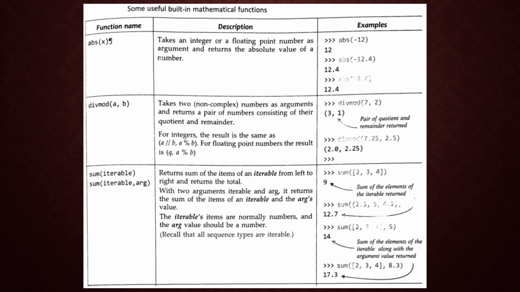Next, sum(iterable) and sum(iterable, arg). That returns the sum of the items of an iterable from left to right and returns the total. With two arguments, iterable and argument, it returns the sum of the items of an iterable plus the argument's value. The iterable items should be numbers and the argument value should be a number, only then it is possible. Like this we can use the sum function.